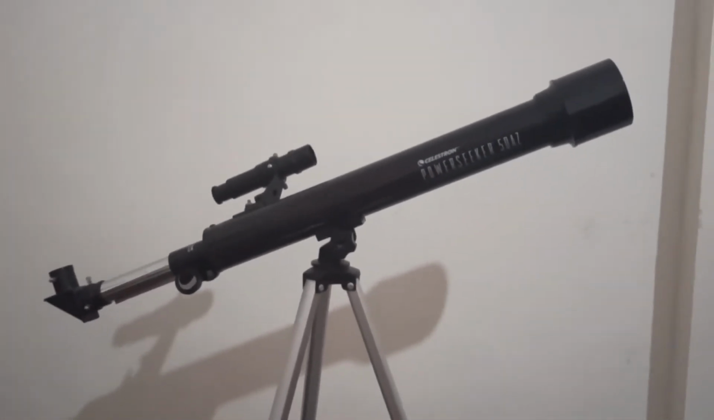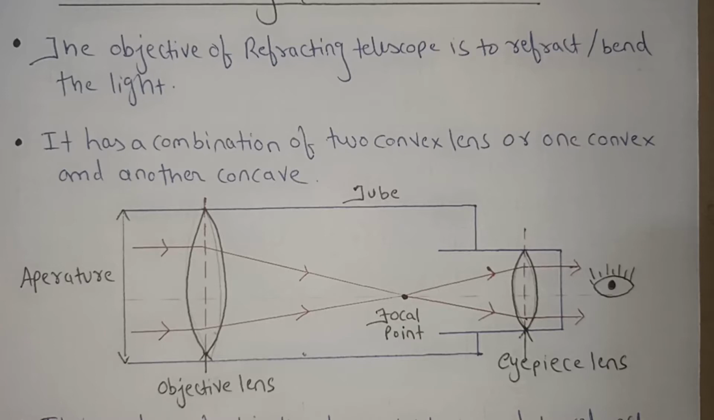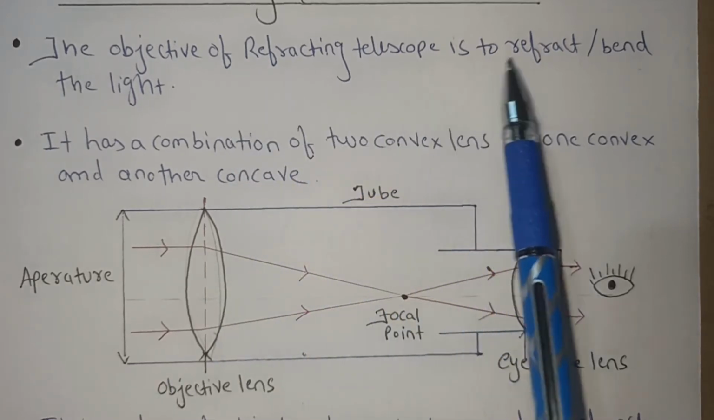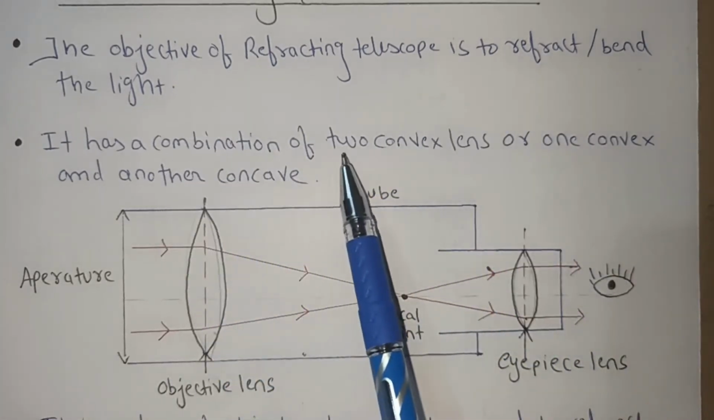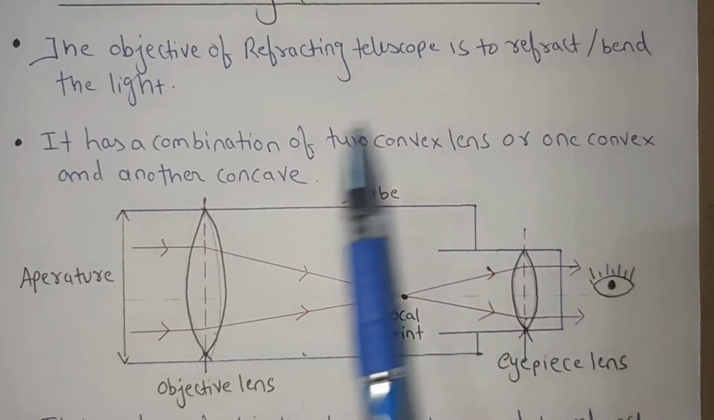So let us start. The optical telescope is an instrument which uses lenses, curved mirrors, or a combination of both to observe distant objects. An optical telescope focuses and gathers light mainly from the visible part of the electromagnetic spectrum, creating a magnified image for direct view. The objective of a refracting telescope is to refract or bend the light. It has a combination of two convex lenses, or one convex and another concave.